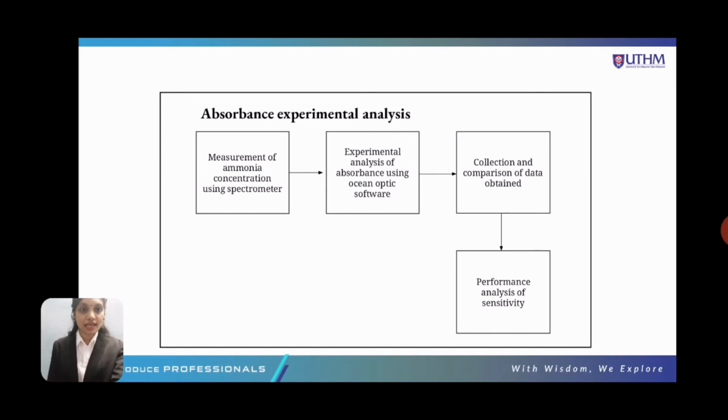The next is the absorbance experimental analysis. The first involves measuring the ammonia concentration using the commercial spectrometer to get the real concentration value of the water samples. Then we will do the experimental analysis of absorbance using Ocean Optics software, which will display the photon count or intensity based on the wavelength of light. After that, we will collect and compare the data obtained, and a performance analysis of sensitivity is done. It's the last process of our project.